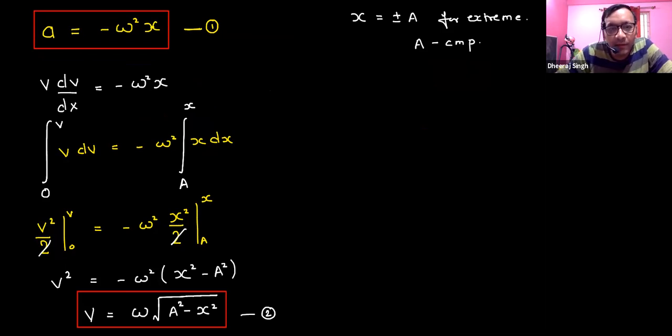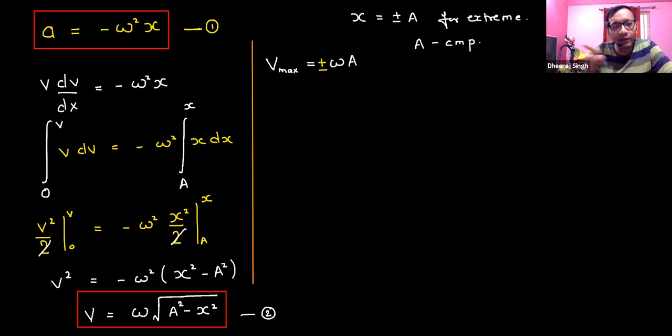Now tell me, what is the maximum velocity? Look at this equation number two and tell me V max, how much it comes in terms of omega and A. V max is omega into A. It happens at x equal to zero. And it can be on both sides, plus or minus. While going this way plus, going that way is negative. So both directions.